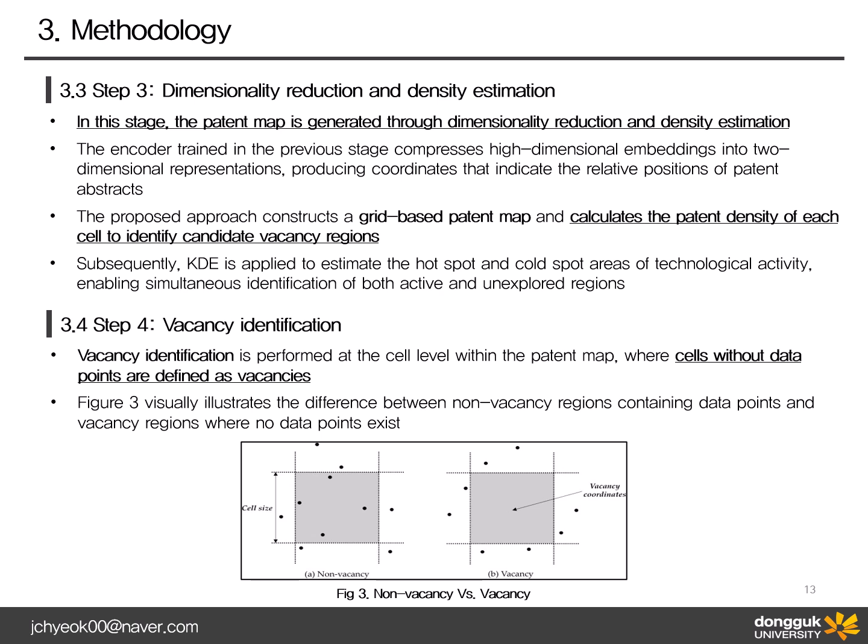Subsequently, KDE is applied to estimate the hotspot and cold spot areas of technological activity, enabling simultaneous identification of both hot spot and cold spot regions. The fourth step involves vacancy identification, which is performed at the cell level within the patent map as shown in Figure 3. Cells without data points are defined as vacancies.